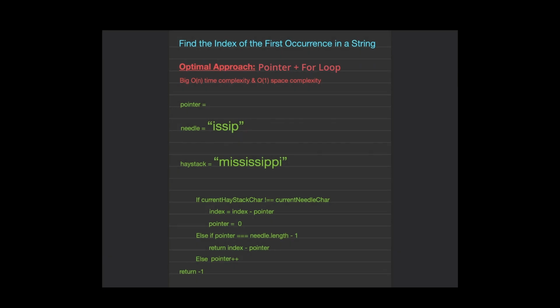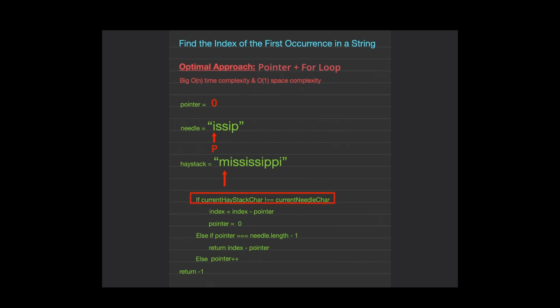For our approach, we're going to utilize a pointer and a single for loop. This solution has a Big O of n time complexity and constant space complexity. The general idea is we're going to loop through the haystack string in the for loop and track our position in the needle string with the pointer. Here we have a haystack string of "mississippi" and a needle string of "issip".